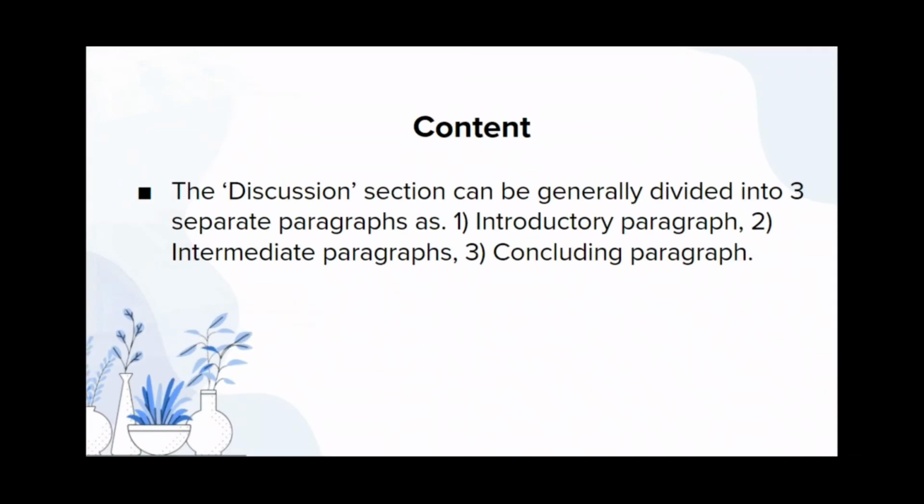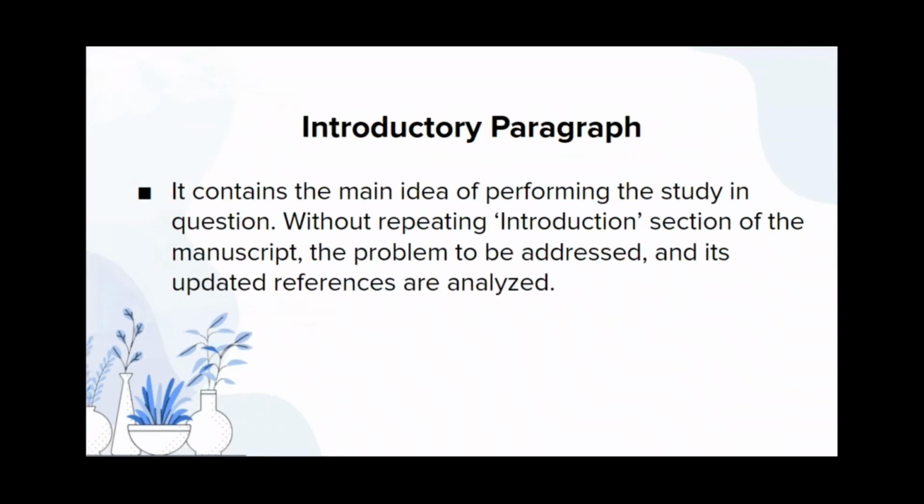The discussion section can be generally divided into three separate paragraphs: introductory paragraph, intermediate paragraph, and concluding paragraph. Introductory paragraph. It contains the main idea of performing the study in question. Without repeating the introduction section of the manuscript, the problem to be addressed and its updated references are analyzed. The introductory paragraph starts with an undebatable sentence and proceeds with the part addressing the following questions: on what issue we must concentrate, discuss, or elaborate.